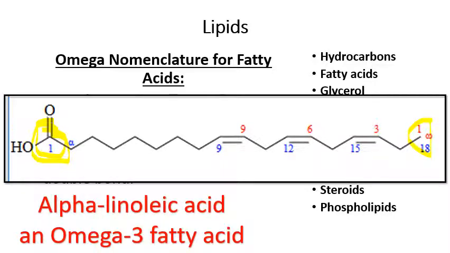So the omega carbon is number 1, then you count backwards to carbon number 2, and then carbon number 3, and at carbon number 3 we have a double bond. So we refer to alpha linoleic acid as an omega-3 fatty acid. If that double bond had been further down until we had to go 6 to find a double bond, then it would be an omega-6 fatty acid.